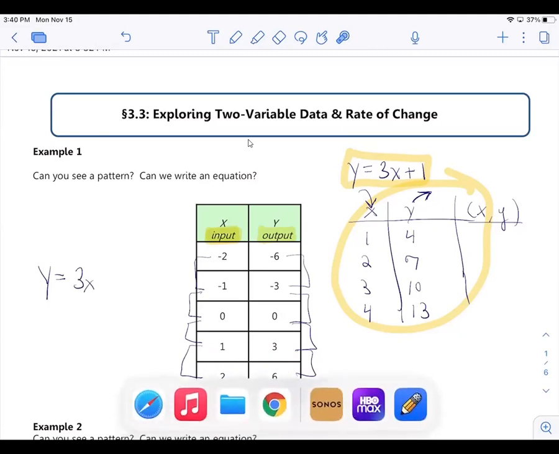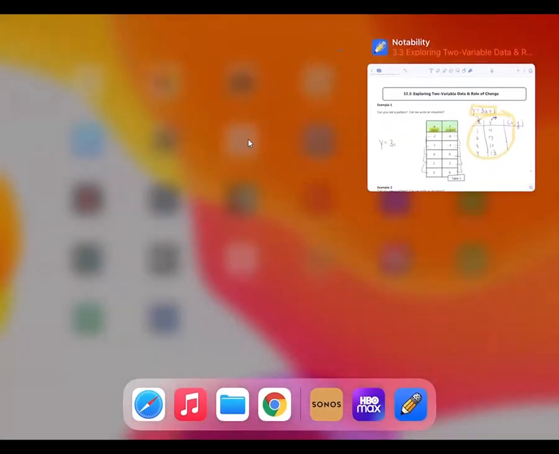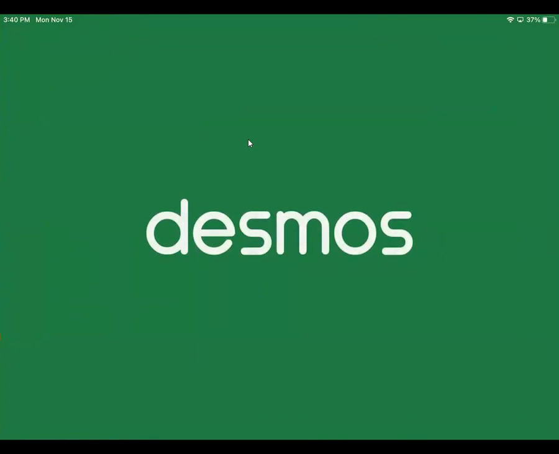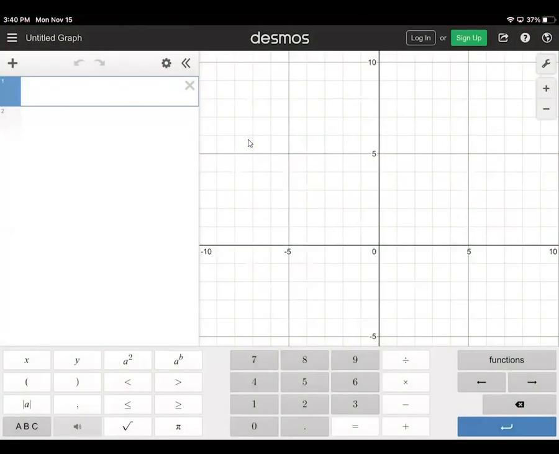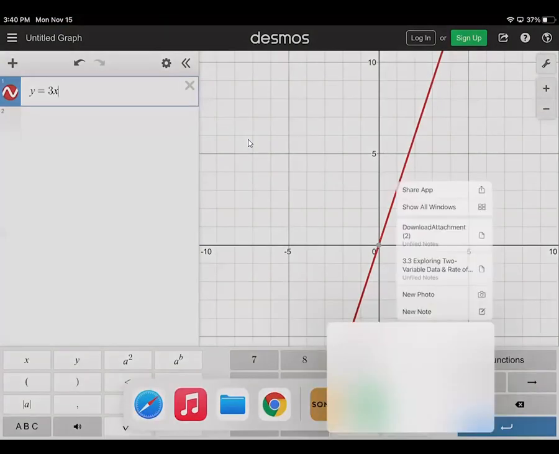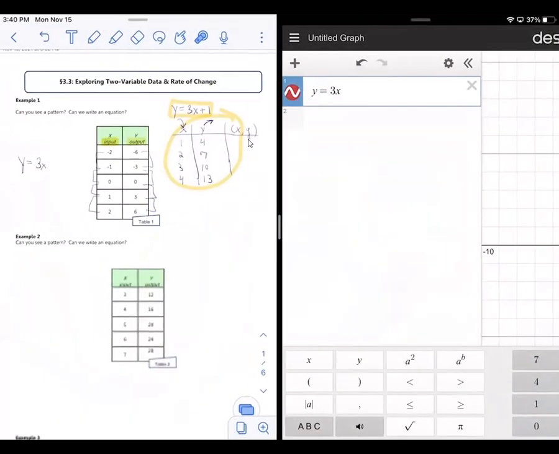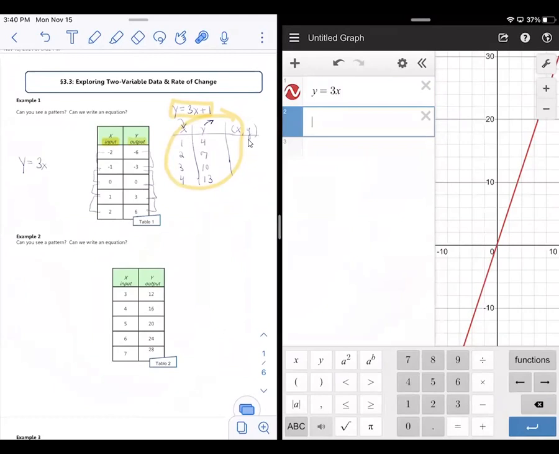Here's another thing I want to give you as an option, good old Desmos. If you put in your equation that you come up with, you can see if you're right. Let's go ahead and pull them next to each other. So what I would do is put in these coordinates. So I would put in -2, comma, -6. And hopefully it would be on my line.